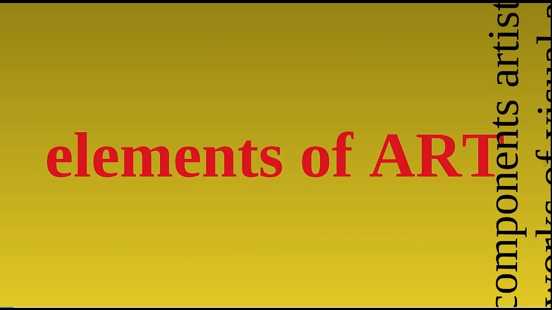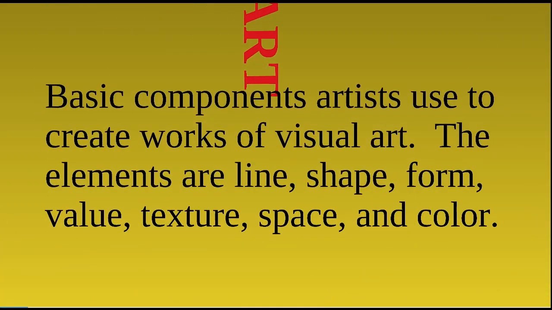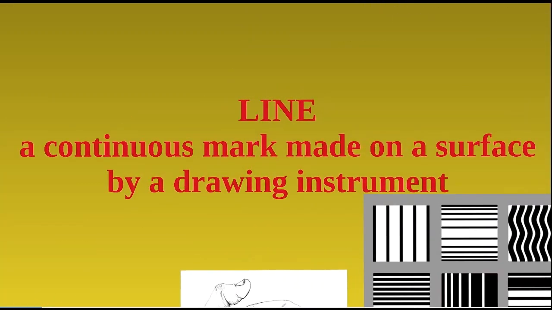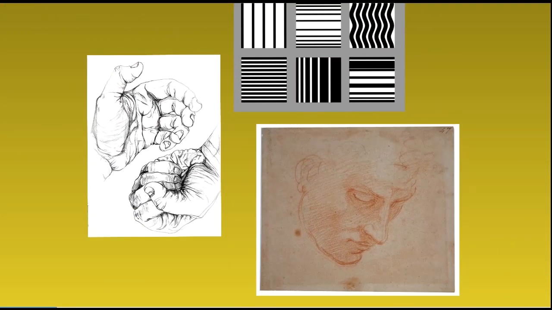For the elements of art, basically, we know these elements as the basic components artists use to create works of visual art. The elements are the line, shape, form, value, texture, space, and color. Let's begin with the line. A line is a continuous mark made on a surface by a drawing instrument. The drawing instrument can be a pencil, crayon, or anything that will make a line. You see the line?